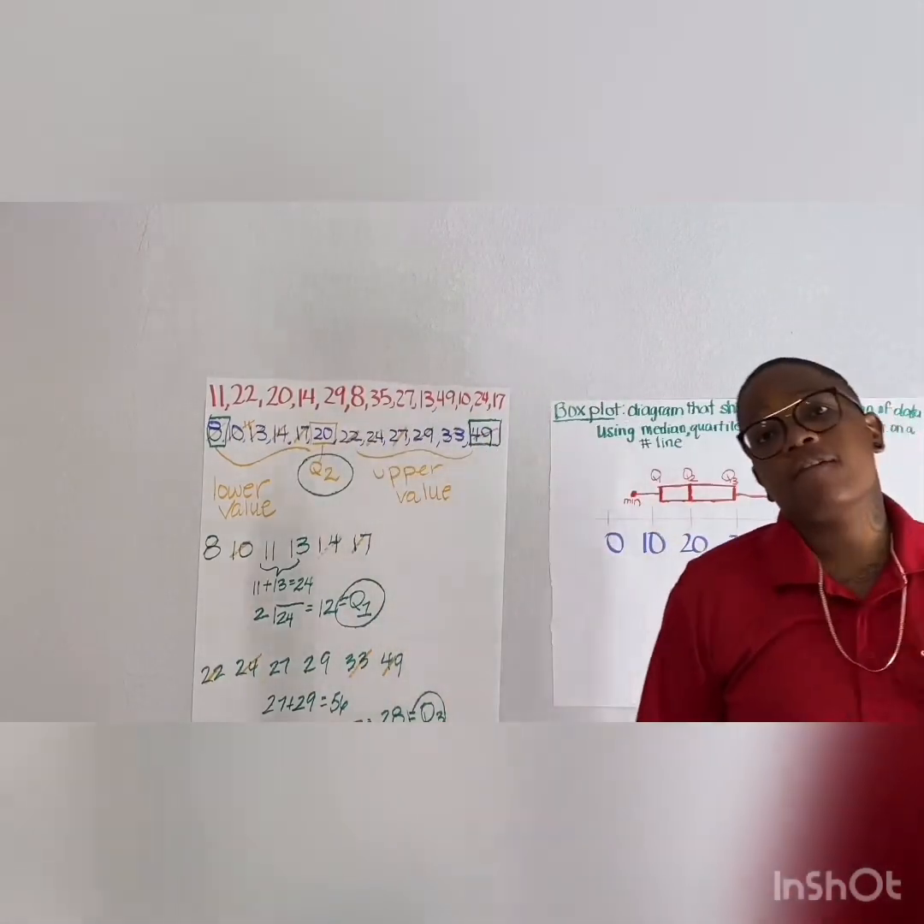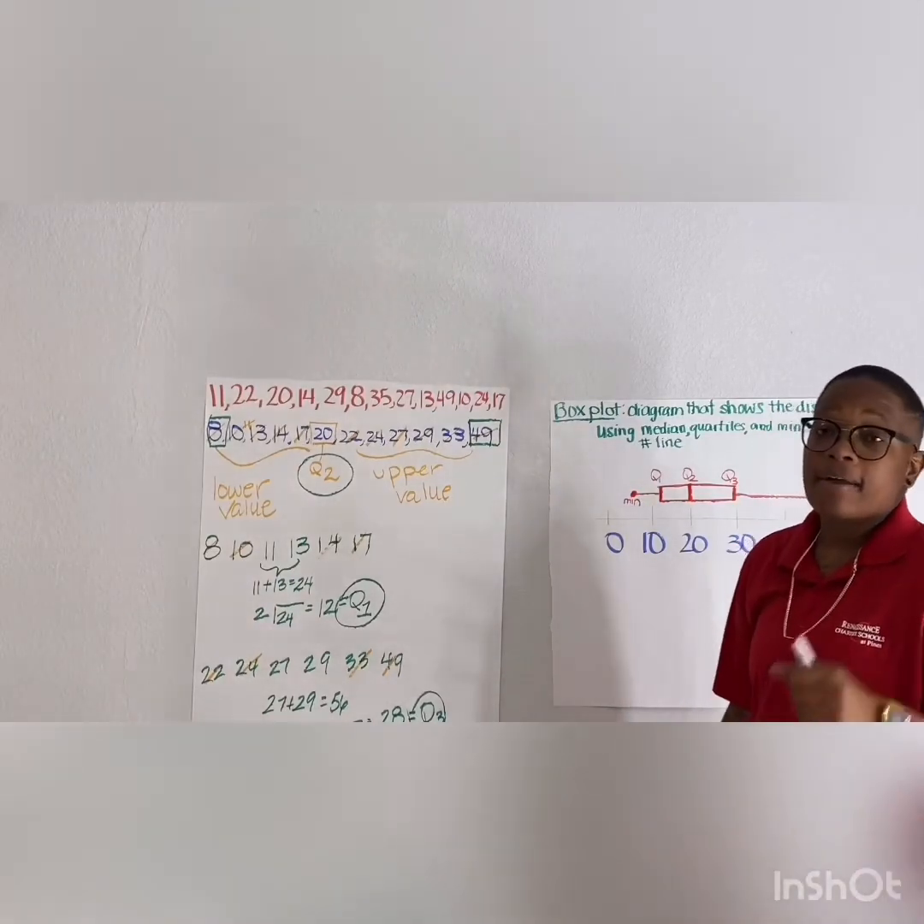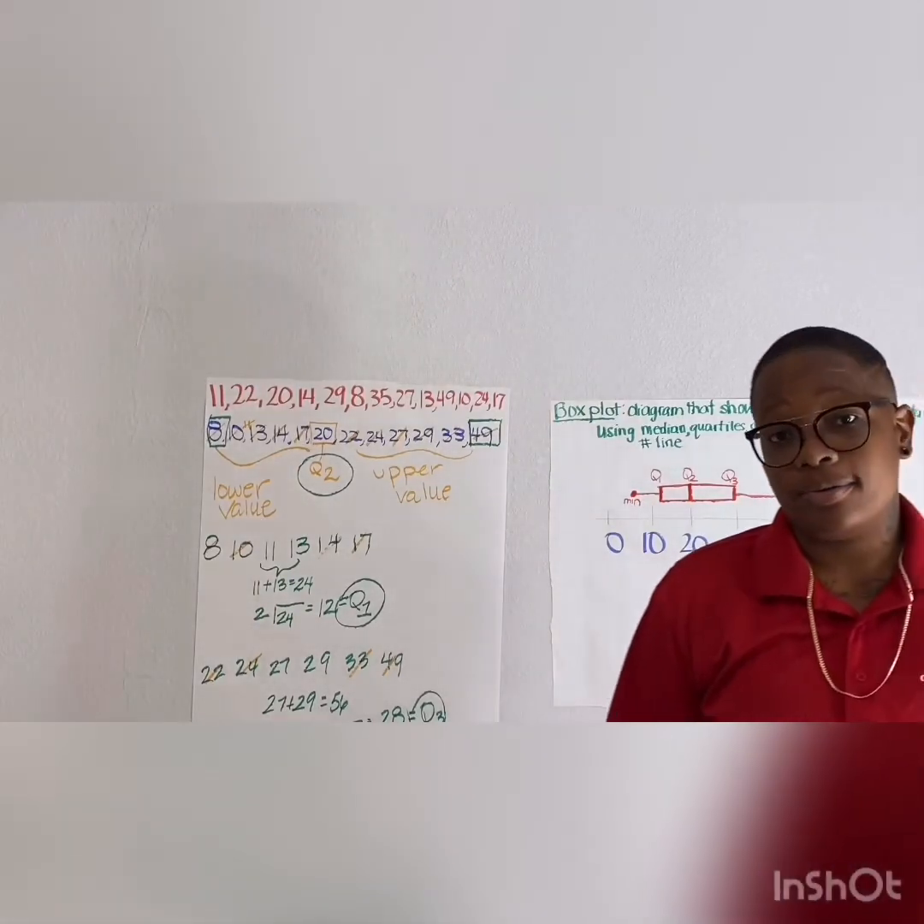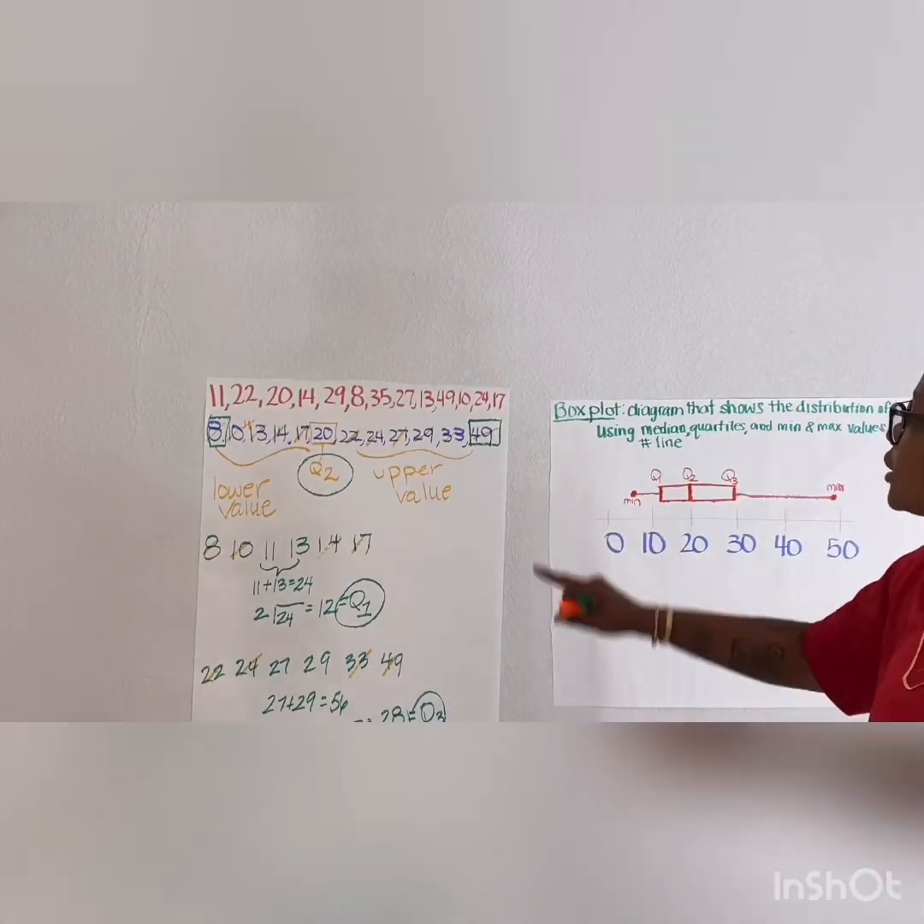So don't forget the first step. You have to first determine your quartiles. Second step, find your minimum and maximum values, right? So once you're able to do that, then you should be able to transfer all that information over to your box plot.